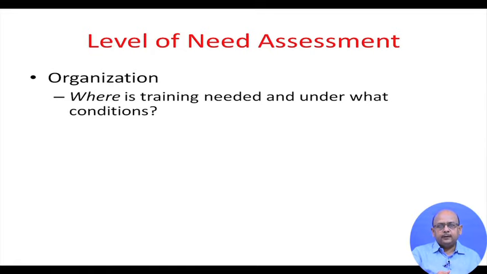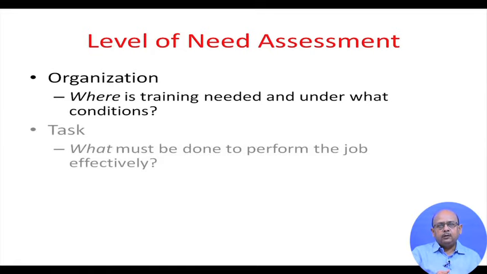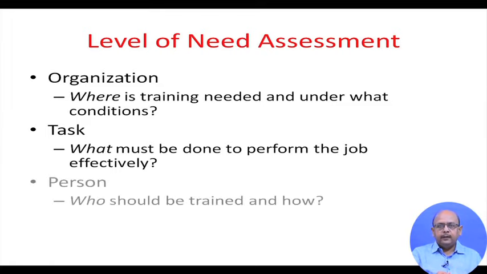Now, second is that we are going to talk about the task level, whether the people have the competencies to perform their job effectively, which they are doing right now. Okay. And then finally, we look at the third level, that is the person level. That is where you have to see that once you have been able to do this, then you should be able to identify whether the person has the needed competencies and skills or not in order to perform their job effectively.